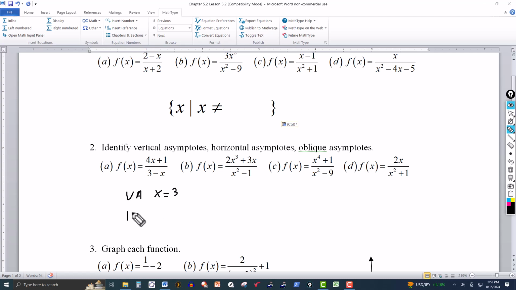The horizontal asymptote, again, is a horizontal line that in general the graph approaches but doesn't touch in most cases. But there could be some cases where it does cross. And for that, you simply look at the degree.